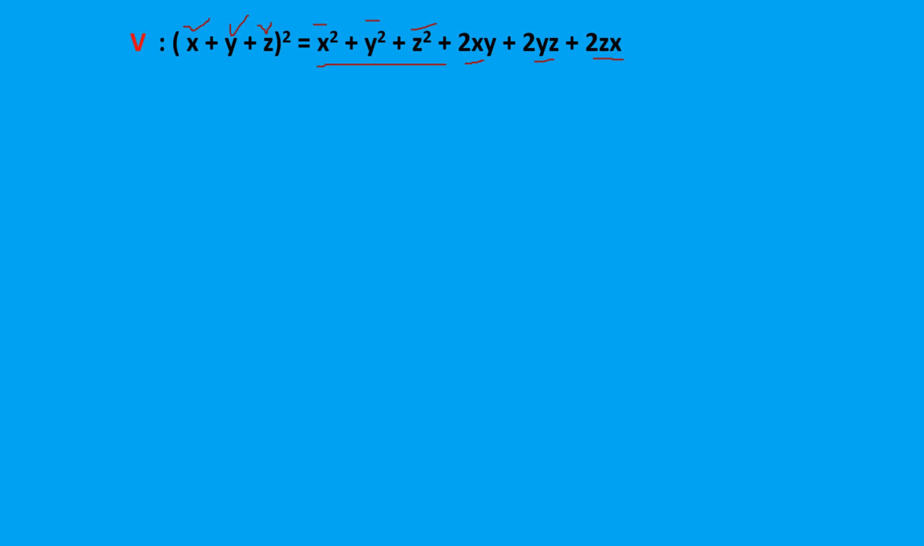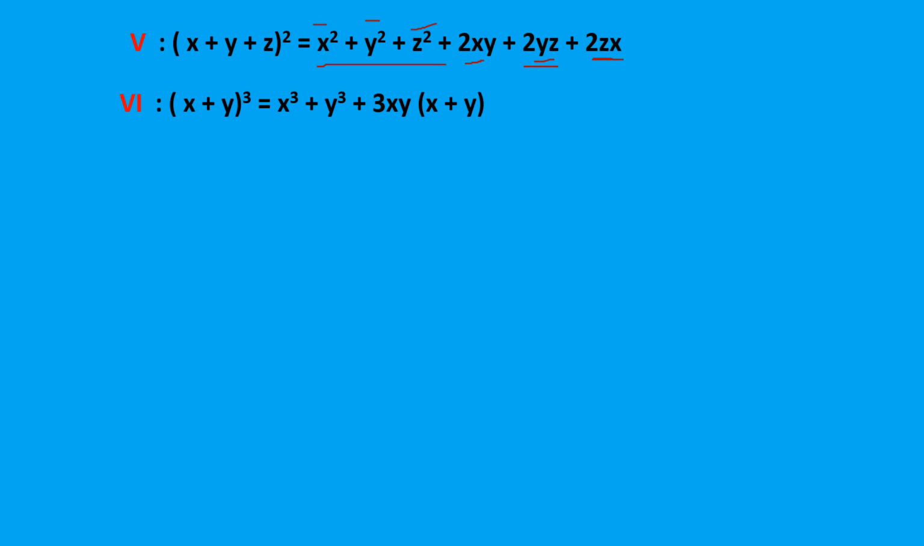So 2 into yz is the product of the first two terms, right? Plus 2yz, yz is the product of the last two terms, right? And 2zx, z into x, is the product of the last and first term. So (x + y + z) whole square is equal to x square plus y square plus z square plus 2xy plus 2yz plus 2zx.